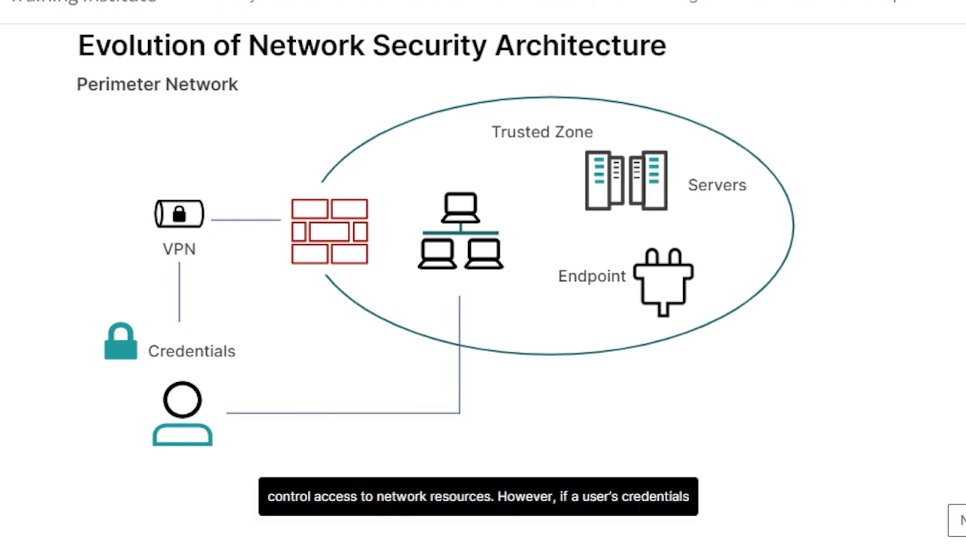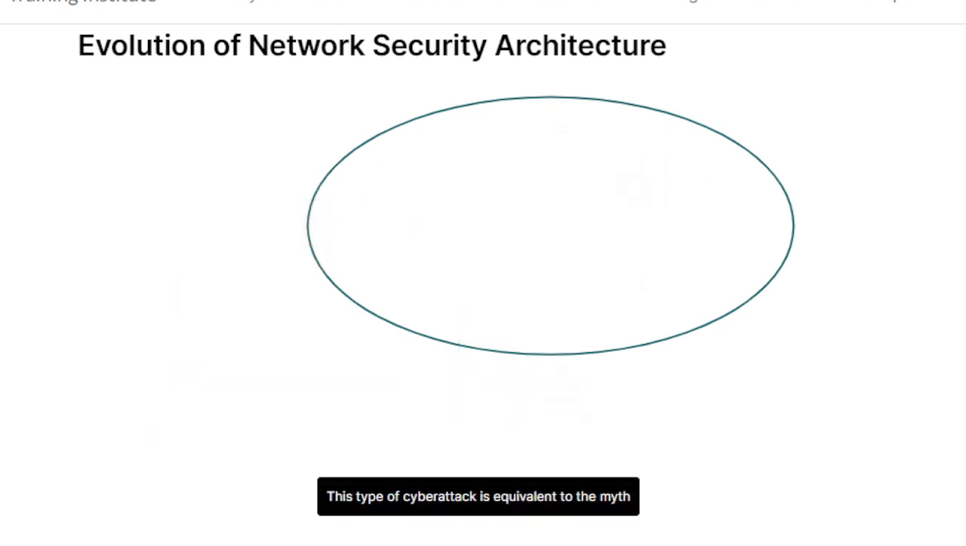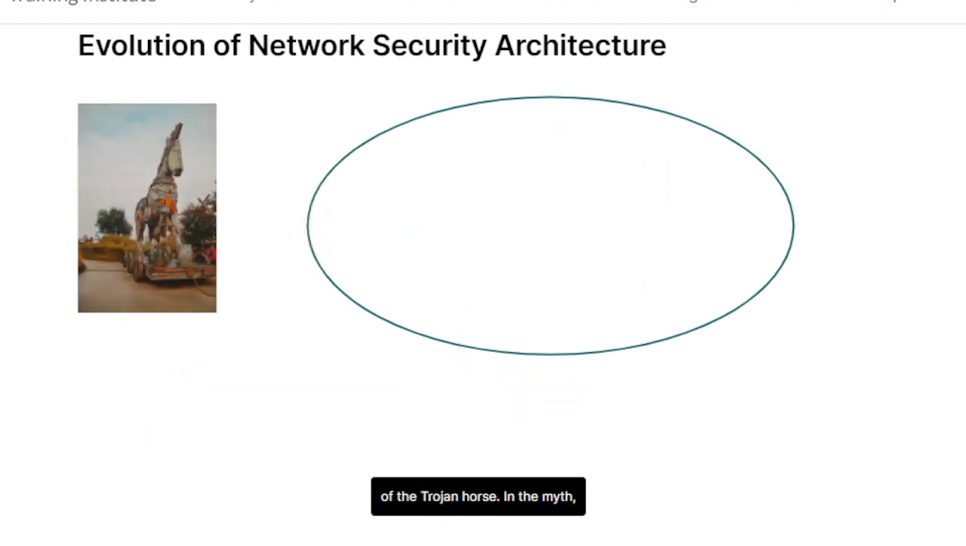However, if a user's credentials become compromised or if a user's device becomes infected, then malware can move laterally across the network, infecting other devices and perhaps exfiltrating valuable information. This type of cyber attack is equivalent to the myth of the Trojan horse.